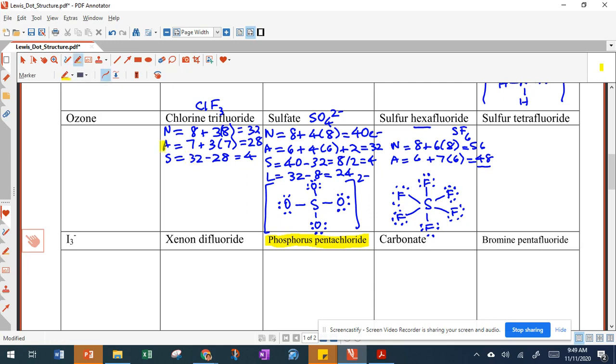Now, the available is still very important. So when you're doing the needed, available, shared and it doesn't work out, you need at least to look at the available, the number of valence electrons. So we're going to put chlorine in the middle since it's first in our structure, and we're going to put 3 fluorines around it with a bond to each fluorine.